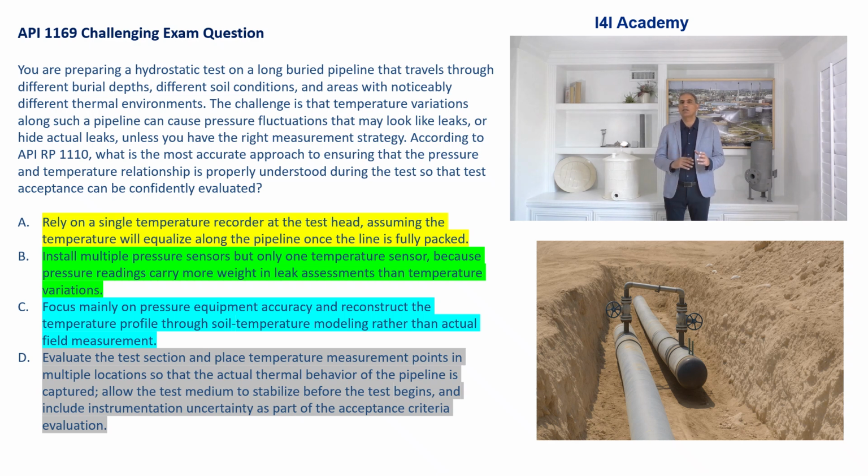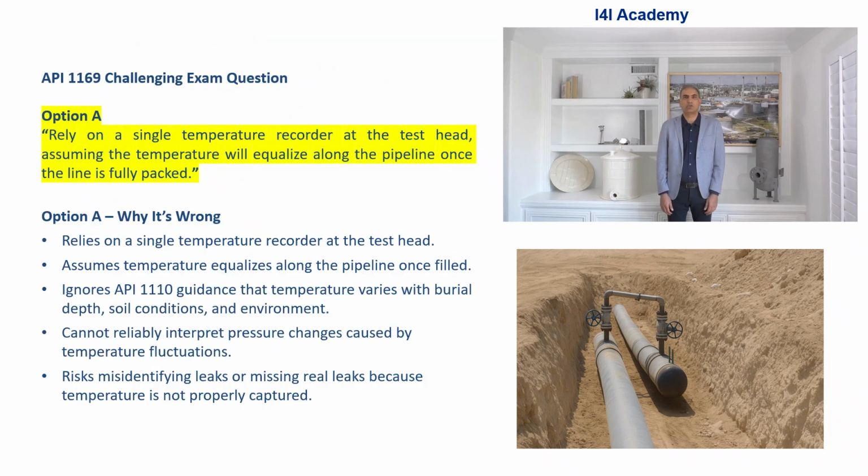D. Evaluate the test section and place temperature measurement points in multiple locations so that the actual thermal behavior of the pipeline is captured. Allow the test medium to stabilize before the test begins and include instrumentation uncertainty as part of the acceptance criteria evaluation. Why option A is wrong.